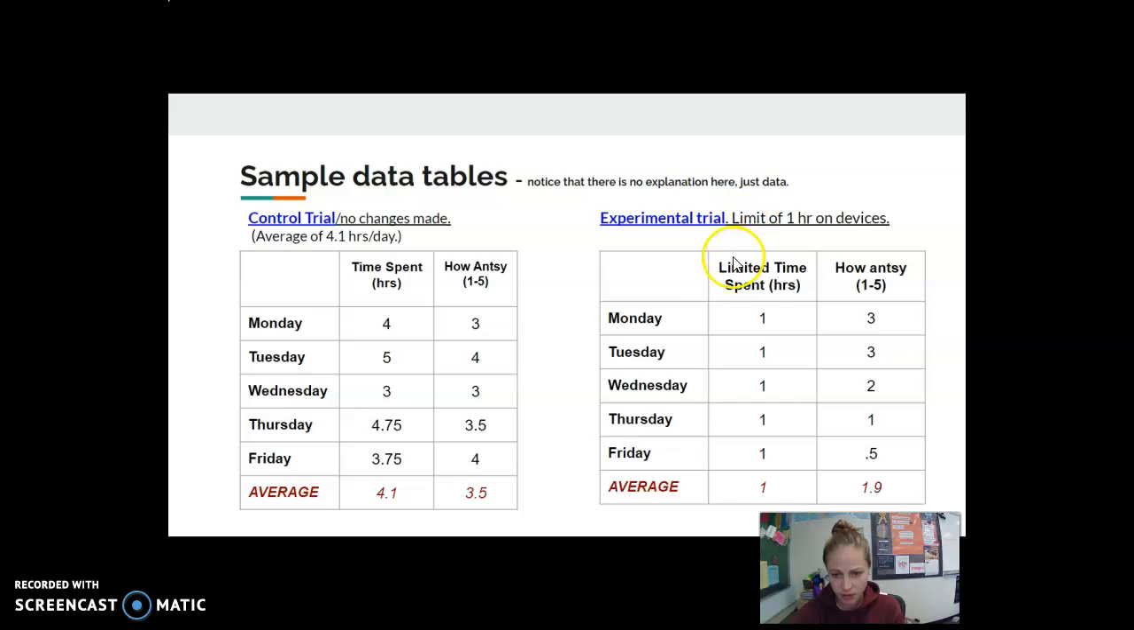Now, our experiment is where we controlled the amount of time. So it was about 4. I cut it down to a quarter, so only 1 hour a day. Notice what happens to the level of antsiness as the week goes on. Again, these are just data tables.